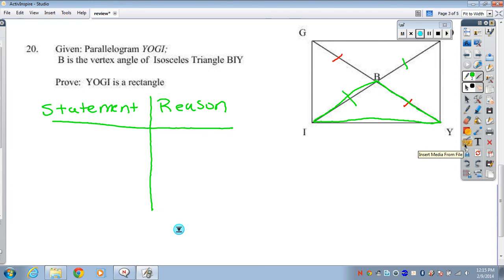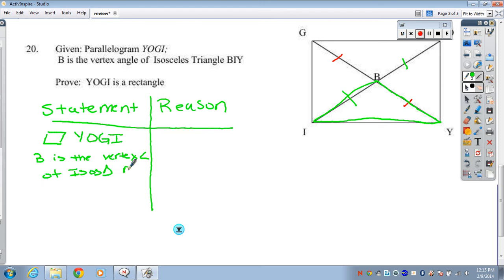all right, so here we go. Parallelogram YOGI, and B is the vertex angle of isosceles triangle BIY. And that is given.